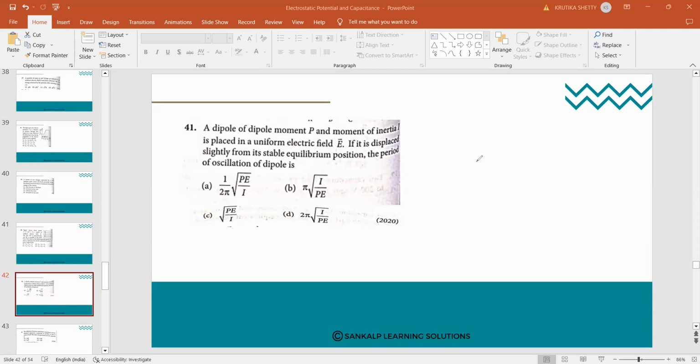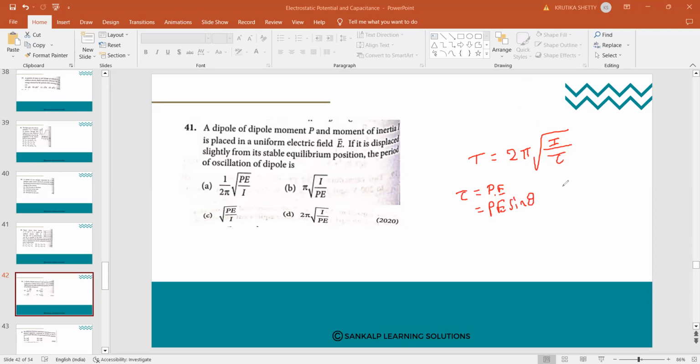So what we know here is that the time period is equal to 2 pi under root of moment of inertia I divided by tau. Tau is the torque here, right? So I upon tau is the formula for the time period. But in their formula, tau and I are not given; they have given P and E. But we also know that torque is equal to P cross E, which we write as P E sin theta. Do you remember?